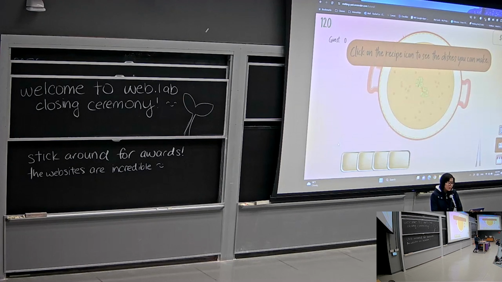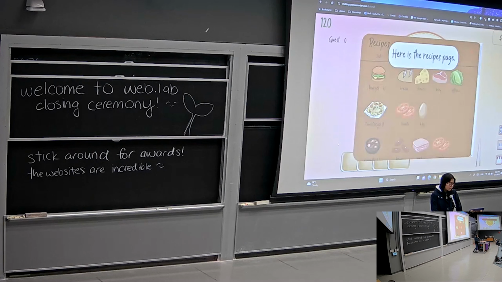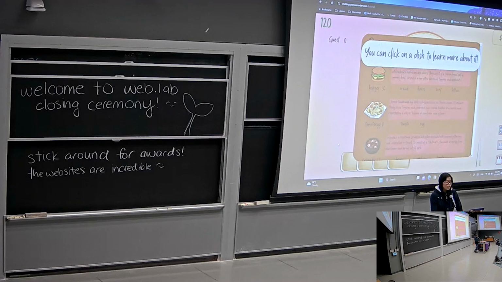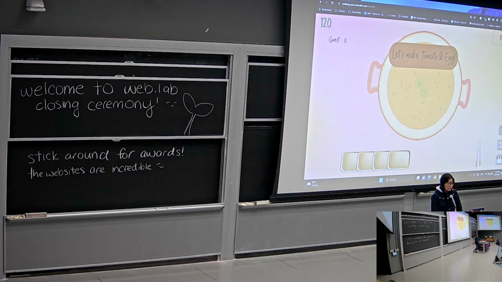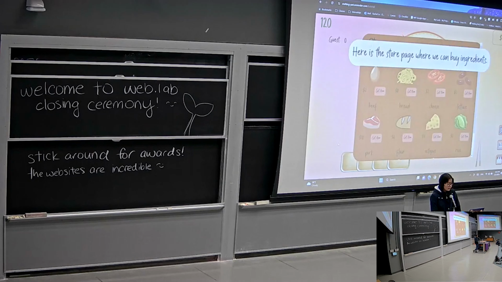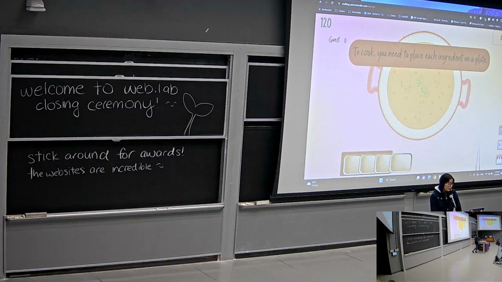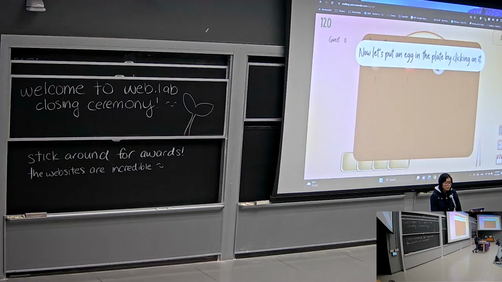So you can click on the recipe icon to see the dishes you can make again. And if you click on a dish, you can learn more about each dish. And say we make tomato and egg for now. You can buy the tomatoes and eggs in the store. And you can buy them, quickly buy them. And then you can click on the inventory to see what ingredients you have. So to cook, you click on the plate. And you put the ingredient onto the plate.